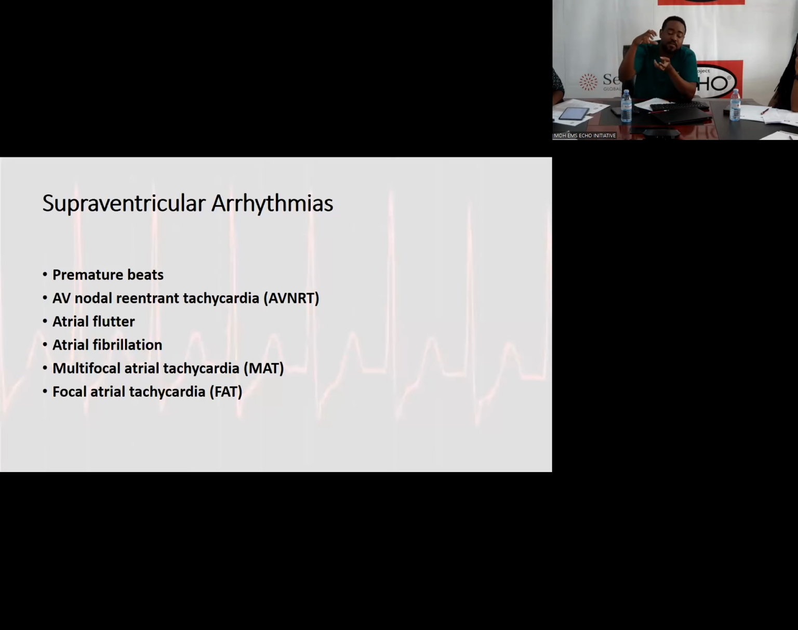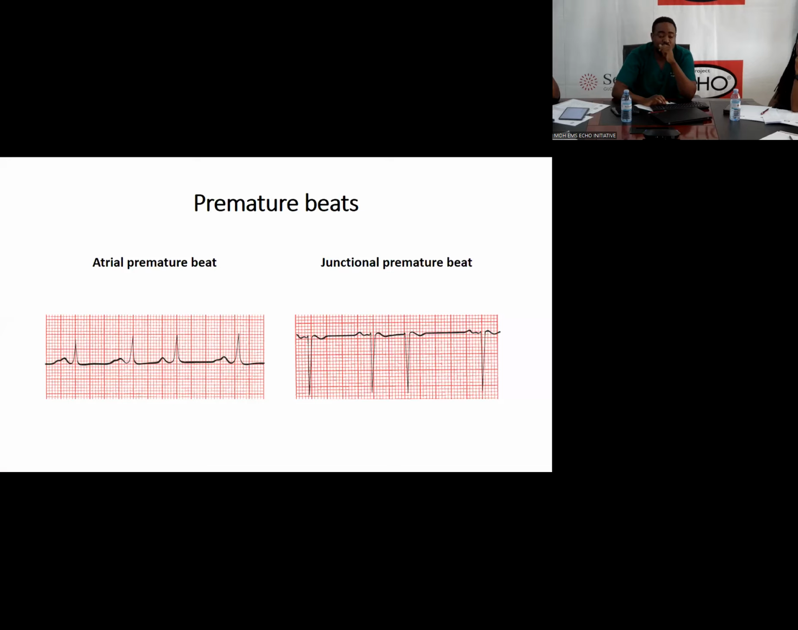Like I said, anything above the ventricles is really happening either within the atria or within the AV node. So arrhythmias arising from there can be any of these: a premature atrial beat, an AV nodal tachycardia, an atrial flutter, an AFib, a multifocal atrial tachycardia or a focal atrial tachycardia. Just to briefly get into it, a premature beat is where a focus within the atria takes over contraction if the normal conduction pathway is not working the way it's supposed to.